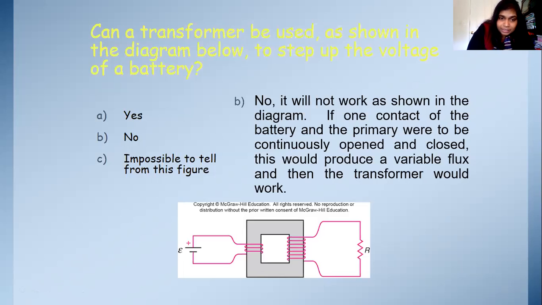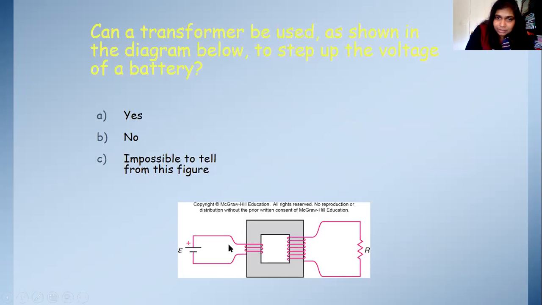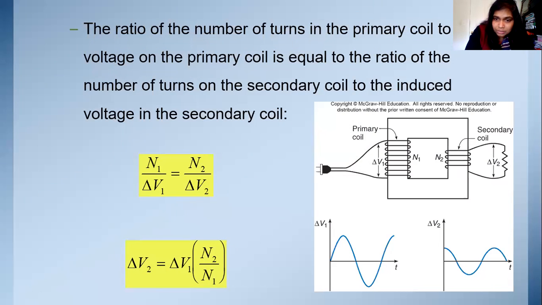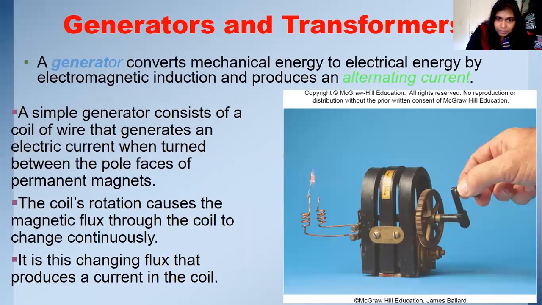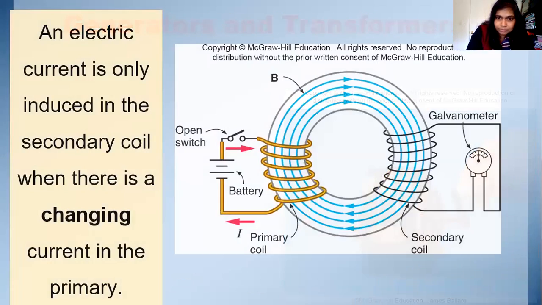Here, look at this battery. It is directly connected to the primary coil. It is a DC battery, so there's no change in the flux. Now let's go back to the theory again. Look at our first picture with the coil. There's a switch that we can open and close. Then it will induce a current. But when we keep this one closed completely, then there's no change in flux, so we cannot induce a current.